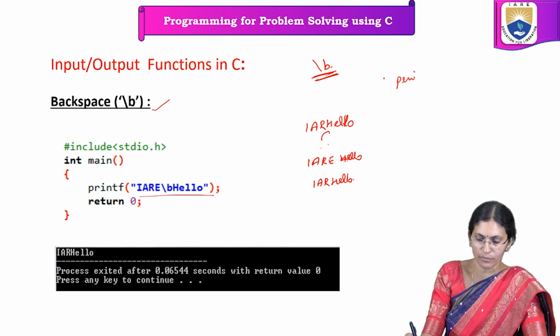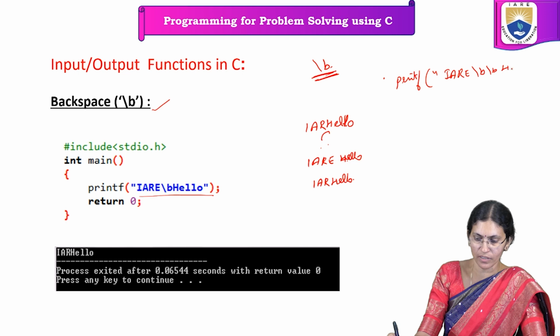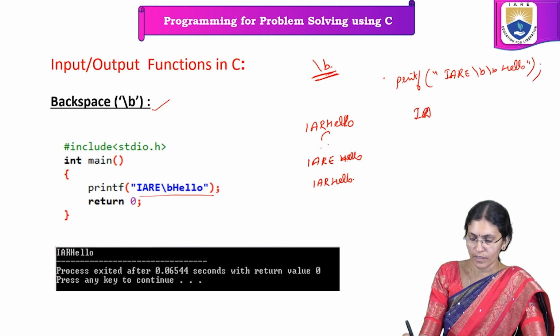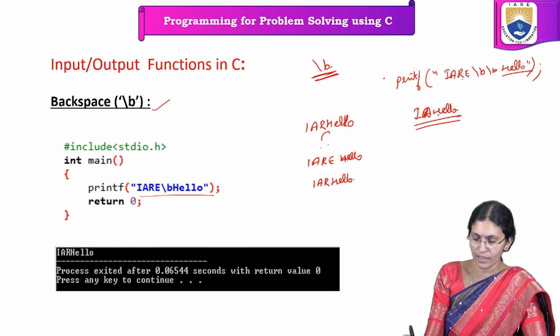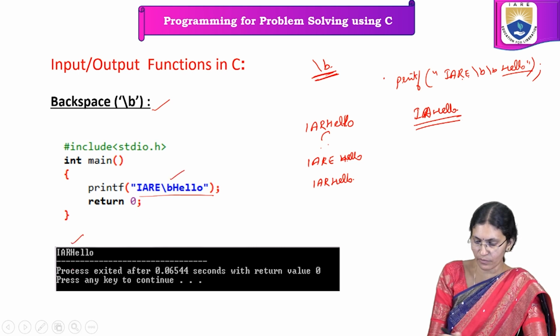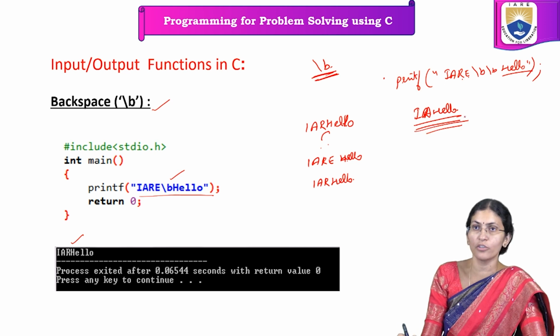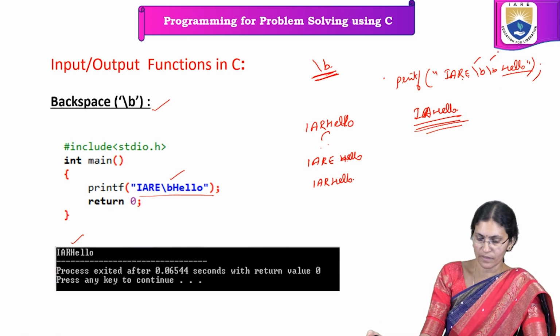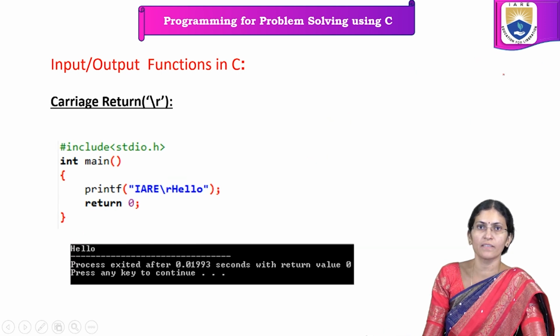So if you write in the printf statement IARE, and if you introduce this backspace 2 times in the printf statement, the output of this will be IA hello, because the cursor will move 2 spaces before. So IA, after that hello will be printed. So IAR hello is the output when we introduce only one backspace escape sequence, and IA hello will be the output when we introduce two escape sequences, that is \b\b.